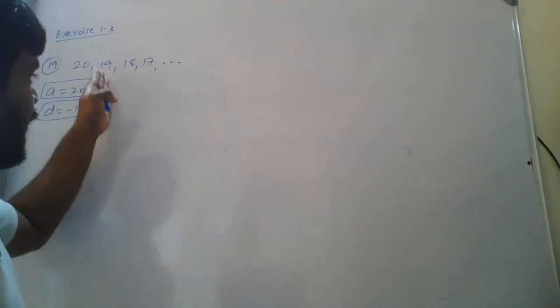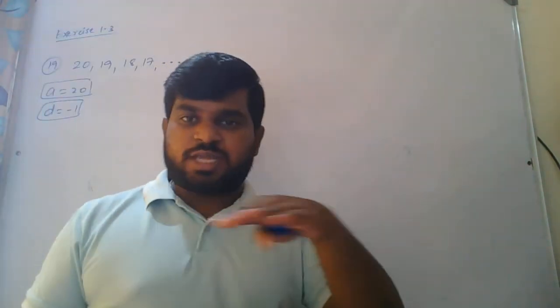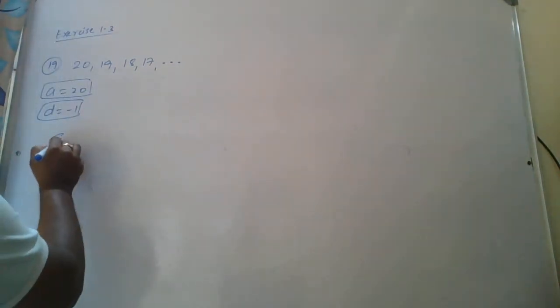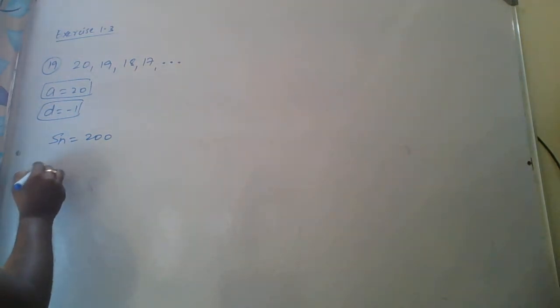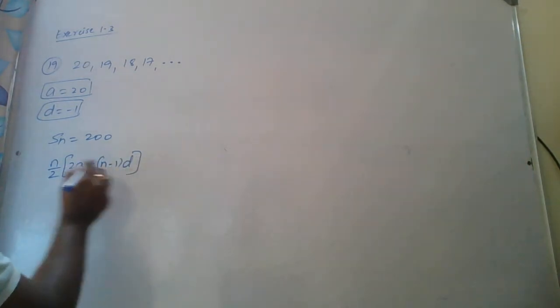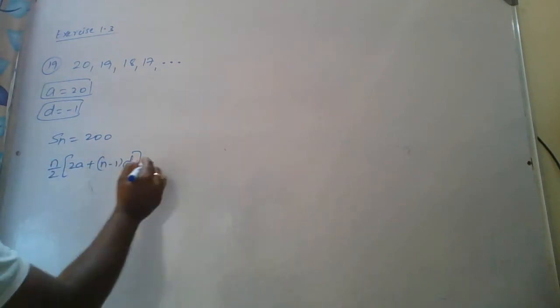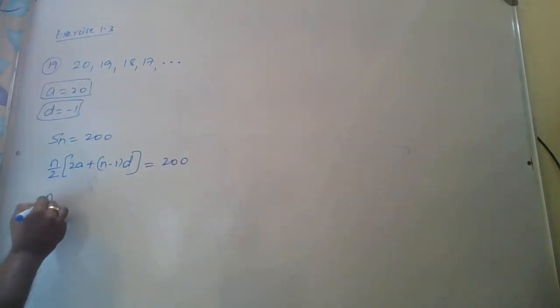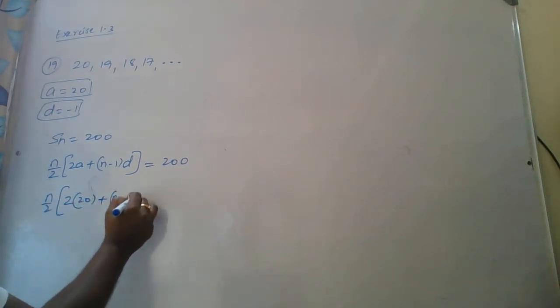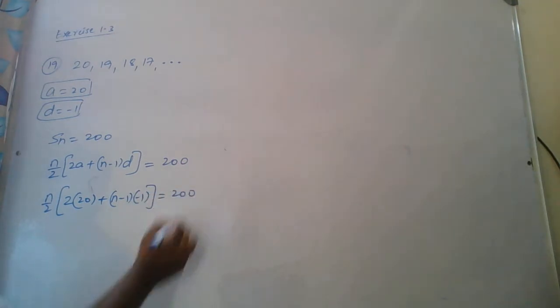Now, the thing that we know is if I add all the wood logs, first row, second row, third row, fourth row, I don't know how many rows there are, but I know that if I add everything, I get 200. So Sn is 200. This is given. Let's write its formula. What is the formula? n by 2 into 2a plus n minus 1 into d. So I'm replacing Sn by its formula, equal to 200. Now n by 2, 2a is 2 into 20, plus n minus 1, D value is -1, equal to 200.